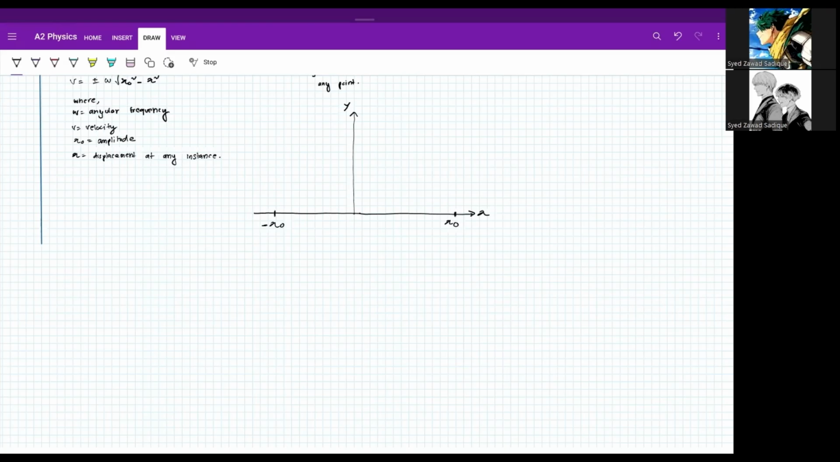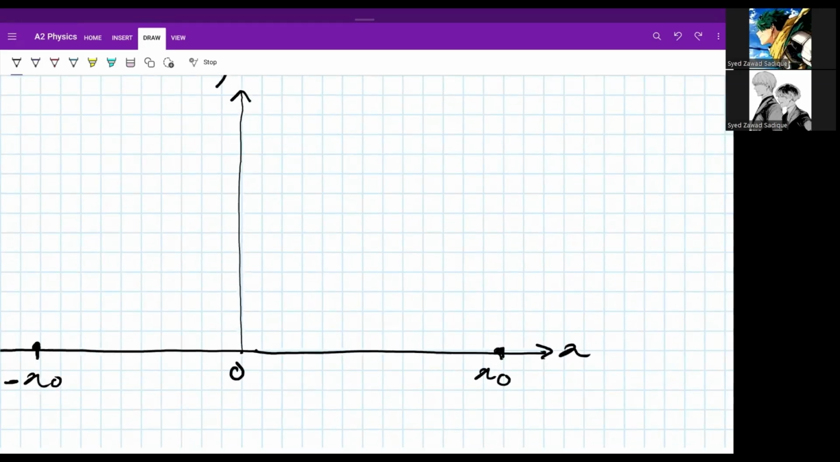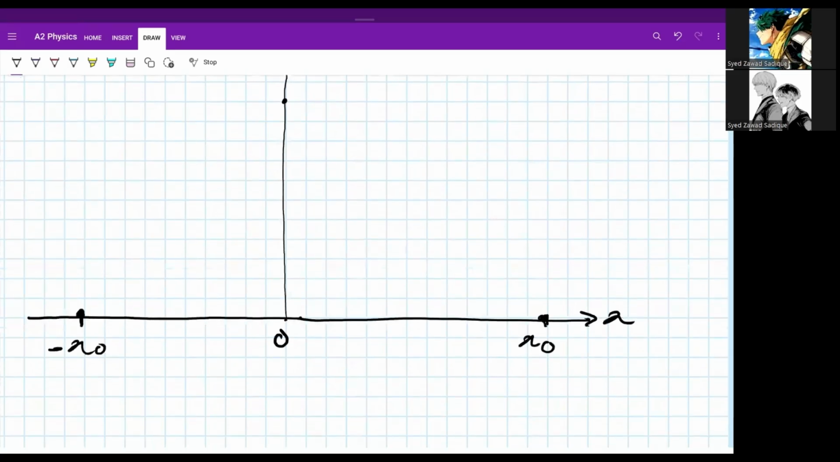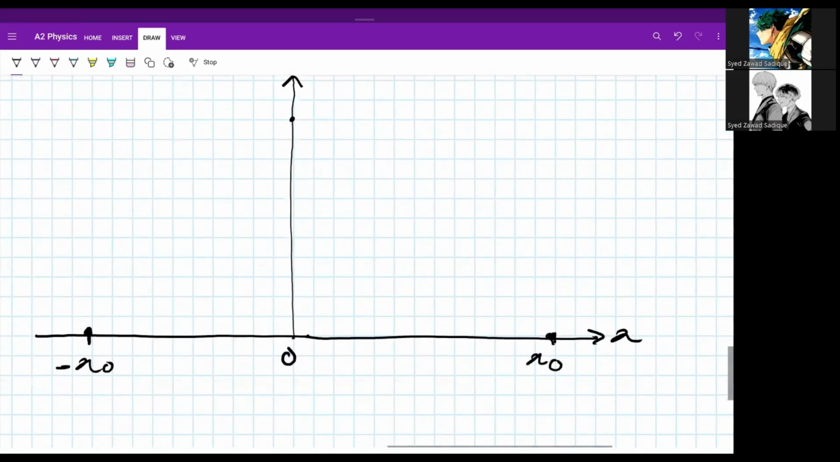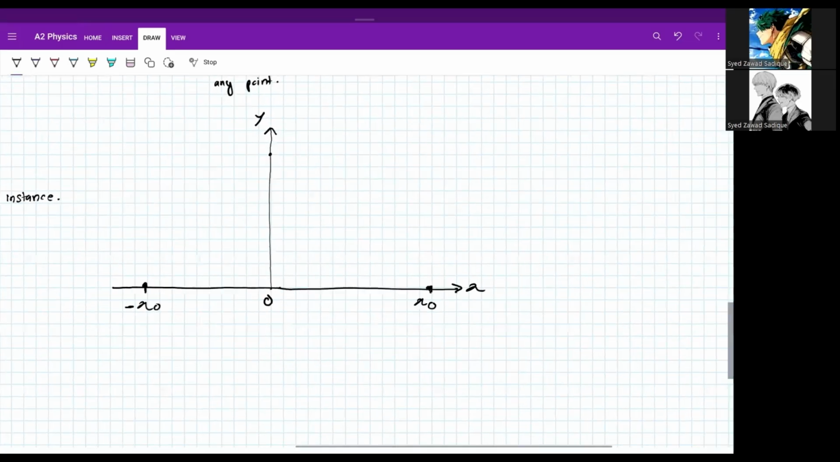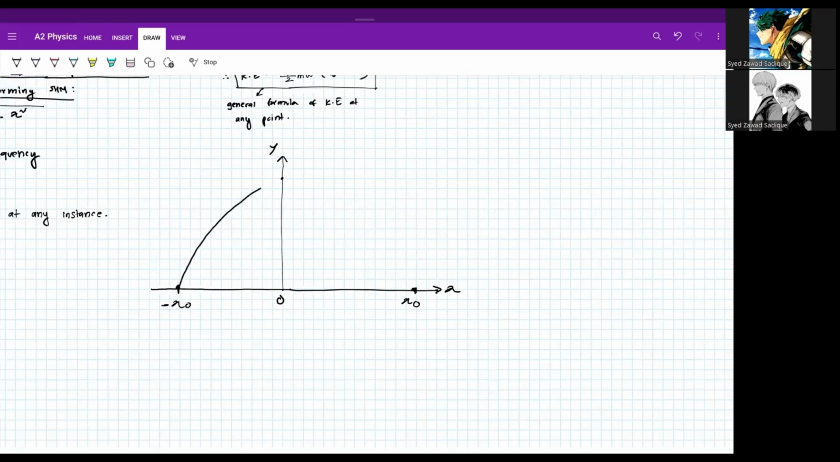Now, the total energy is equivalent. Okay, first of all, actually, let's draw the potential energy first. We know potential energy is 0 at amplitude. So at negative amplitude 0, and at positive amplitude 0. At 0 displacement it's maximum. So, potential energy at 0 displacement has a maximum value. If we plot the graph, we will see that it is something like this.